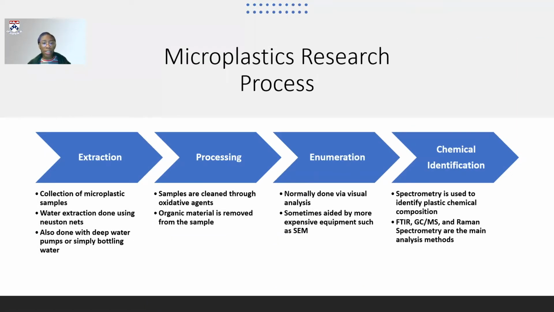The microplastics research process that we gleaned from the stakeholders we spoke to can be broken up into 4 main steps. Microplastics are first extracted from water bodies by using Neuston nets, or any kind of net that can grab particles from the water, normally falling across the bottom of the water. This can also be done using deep water pumps, where a researcher can pump water from any part of the water column that they're interested in.